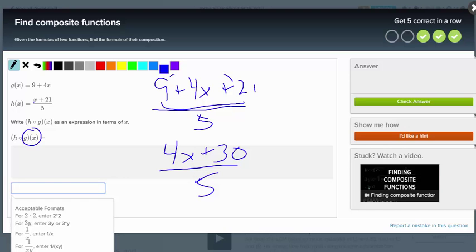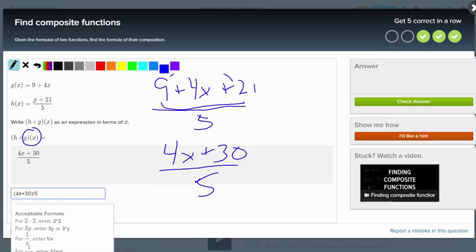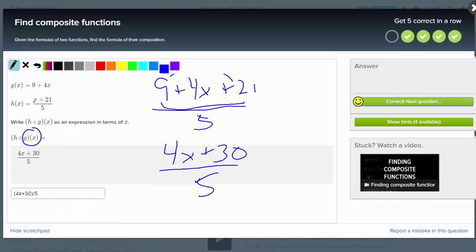I can't distribute. I could factor stuff, but it won't help me at all. So I'm not going to factor. So parentheses for the top, 4x plus 30, divided by, there's only one term in the bottom, so all I have to do is divide it by 5. Woohoo!